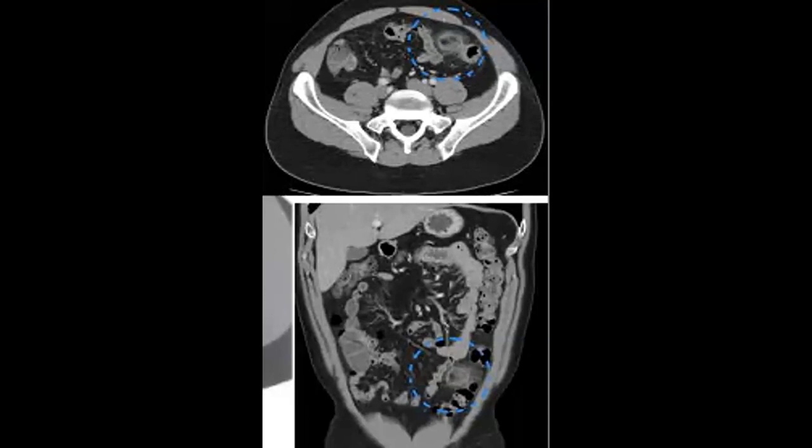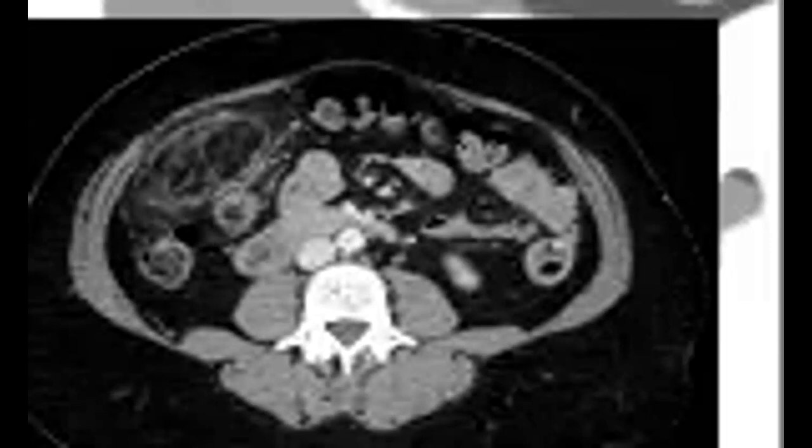Usually it affects the left side. If you find something similar on the right side, then maybe you can think about omental infarction, which is more common on the right side, the right omentum. There is again misty fat in the right iliac fossa, so you can think about omental infarction. Usually it is self-limited.